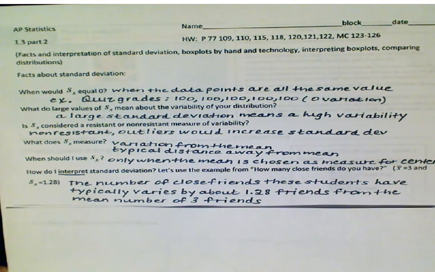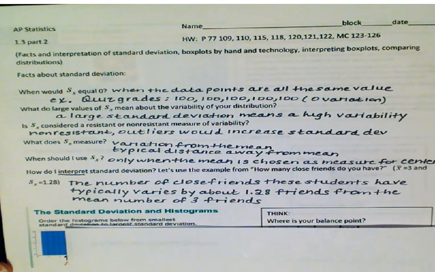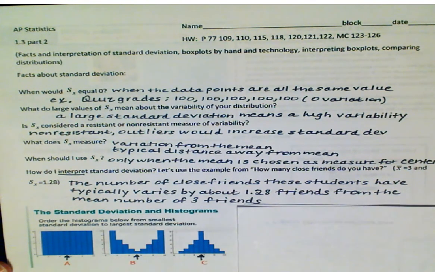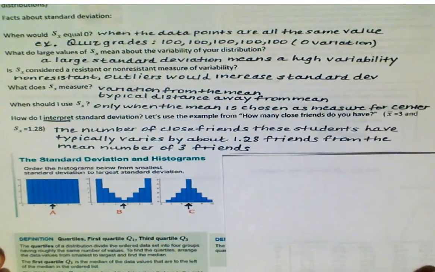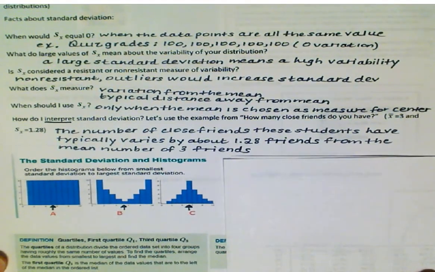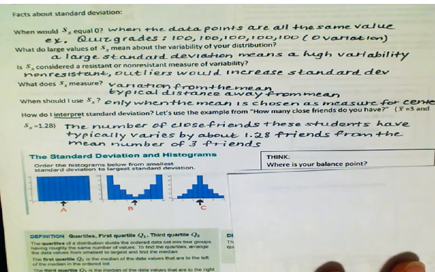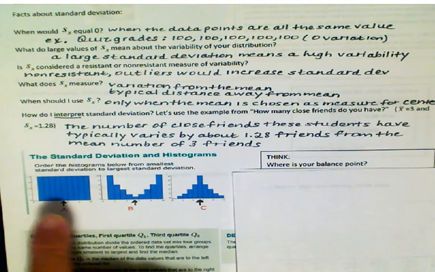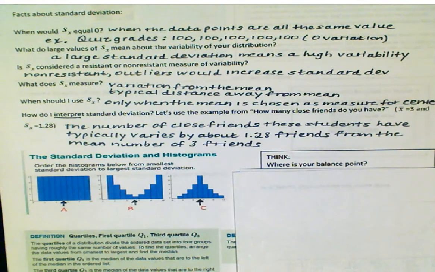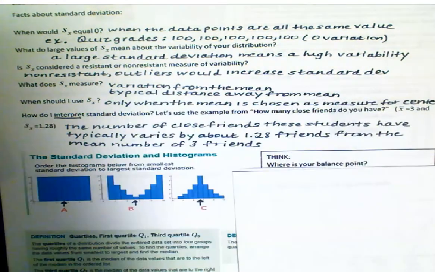Okay, so the next thing we're going to look at is standard deviations and histograms. If we have a histogram, what you're supposed to do is order the histograms from smallest to largest. So I want you to think about it. The marked line is the balance point. So there's your balance point on each one. Which one of these do you think would have the highest standard deviation, the least standard deviation, and the middle of the road? So we're going to order them. I'm going to let you think about it for a second.